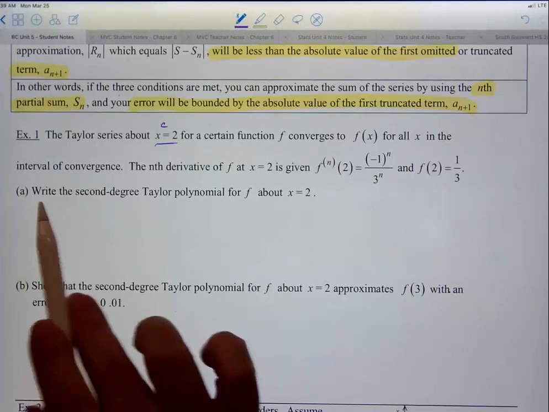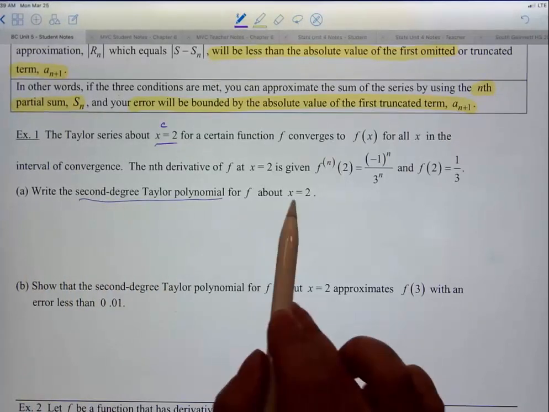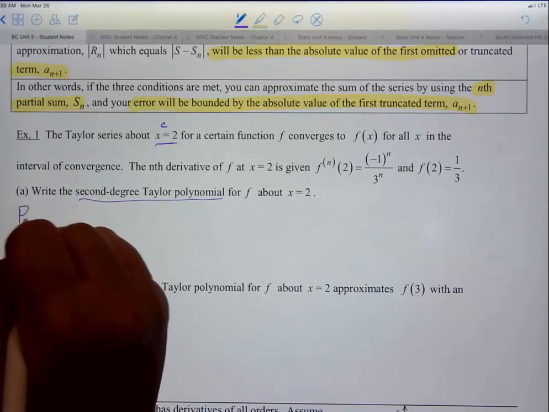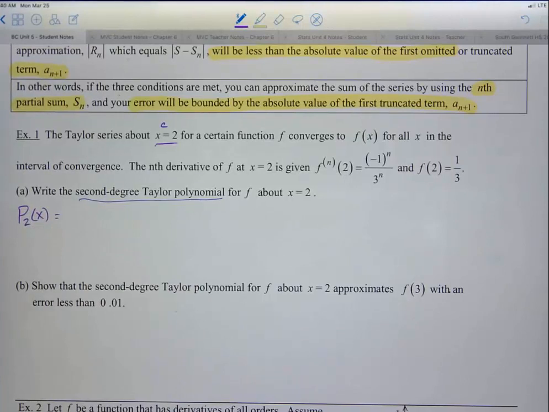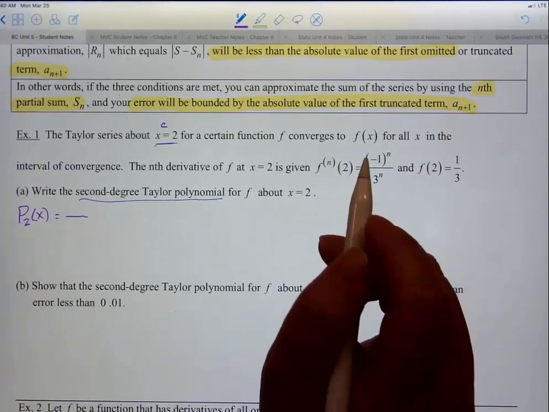Part A, write the second degree Taylor polynomial for f about x equals 2. We've been writing Taylor polynomials all along. Yes? Yes. So let's write the formula first. P sub 2 of x. Why 2? Why did I put a 2? Because they want the second degree. Second degree. Okay. Now, all polynomials start with a fraction.